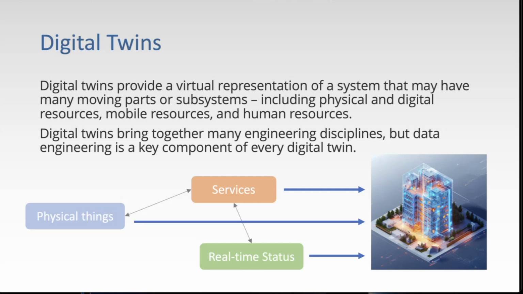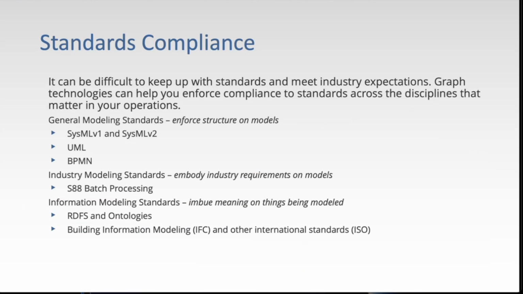The one thing that all digital twins have in common, however, is that they require a lot of data about physical things, data about services that connect those physical things, and data about what they're doing in real time. One of the things that is enabling digital twins to become more common and reach new levels of complexity are information standards and modeling standards that make it more repeatable to build and maintain digital twins.